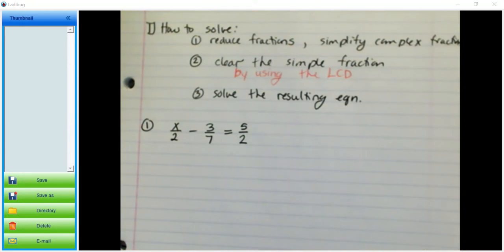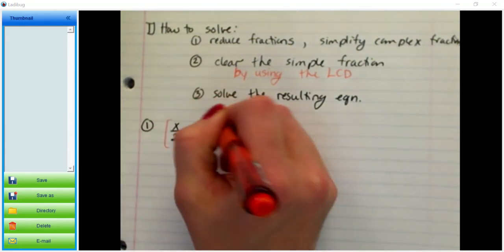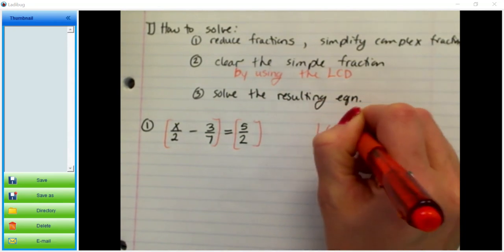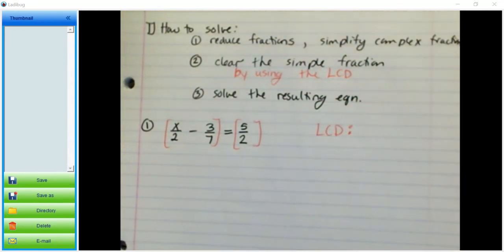Does the least common denominator do that? What is the least common denominator? 14. Least common denominator is 14. It's not even a variable. Okay? Notice I put grouping symbols on the left side of the equation and the right side.